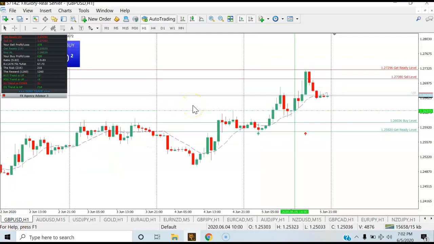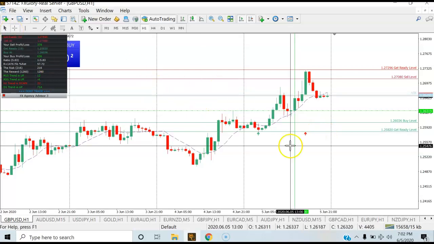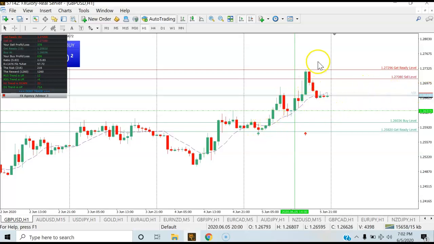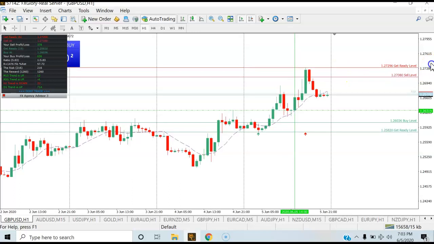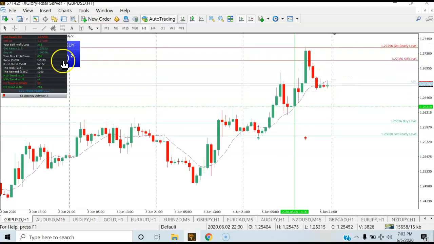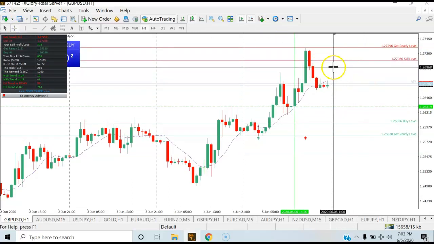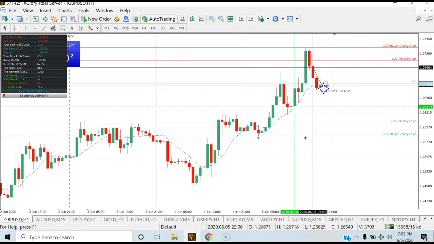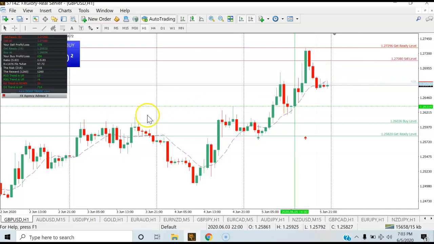Here is pound USD. We had a nice rally to the upside, and then price found resistance, inside bar. This is a good signal to take because it's an inside bar at a resistance level, with the advisory indicator giving us a sell signal, and you would take the trade on the next hourly candle, and this thing went down about 37 pips.